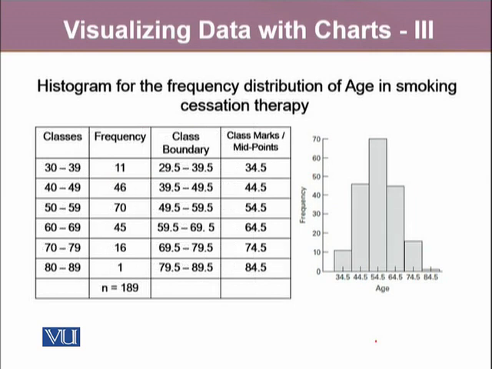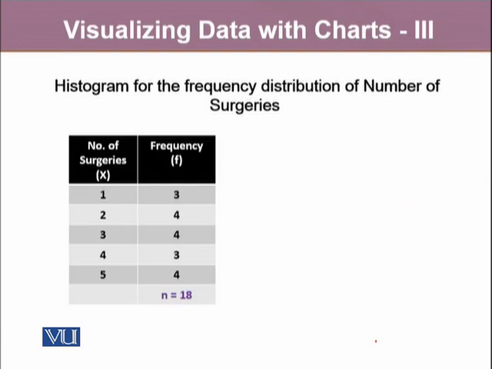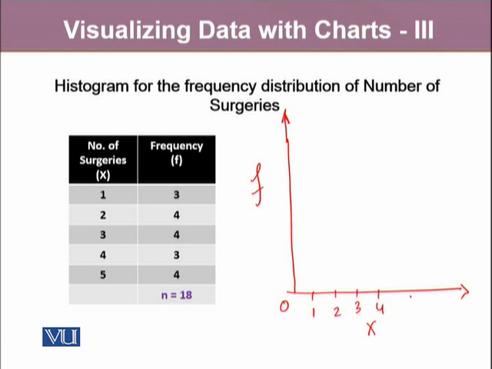This is a computer-generated frequency histogram, which looks much nicer than what I've just drawn. These frequency histograms can also be drawn for discrete variables. We already have talked about the number of surgeries in our previous modules, where number of surgeries is a discrete variable. To construct a frequency histogram for a discrete variable, we take number of surgeries on the x-axis and the frequencies on the y-axis, where we have 1 surgery, 2 surgeries, 3 surgeries, 4 and 5 surgeries. And the counts are 3 and 4 for all. So we can do it 1, 2, 3, 4.